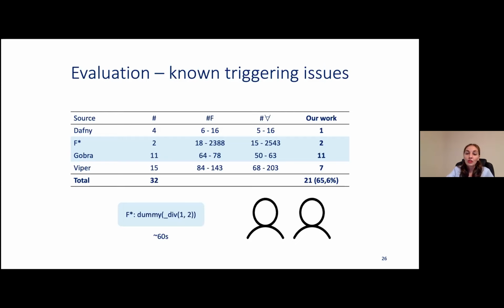Whereas if we look at the issue tracker of F-star, we will observe that for the same issue, it needed 2 F-star developers to find out which is the source of this contradiction. So this suggests that our algorithm can automate this very time-consuming manual task.